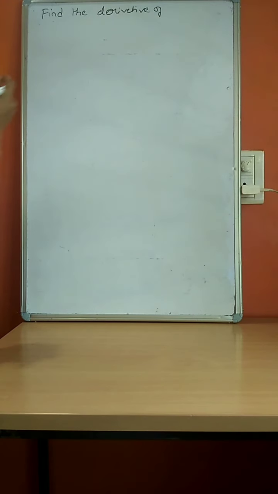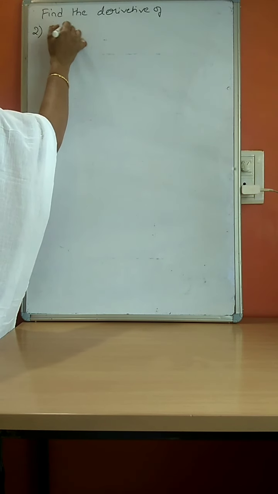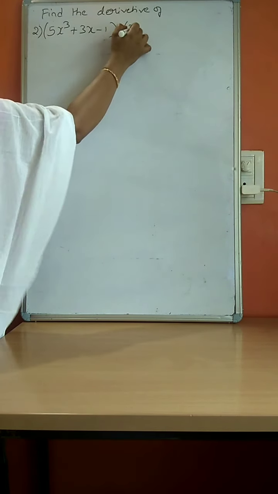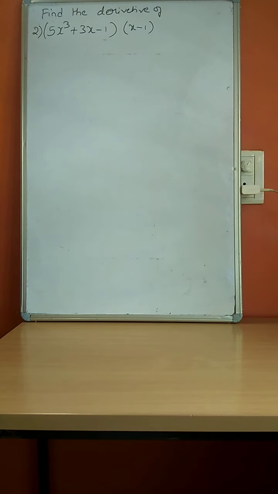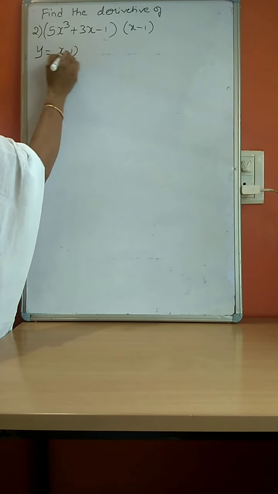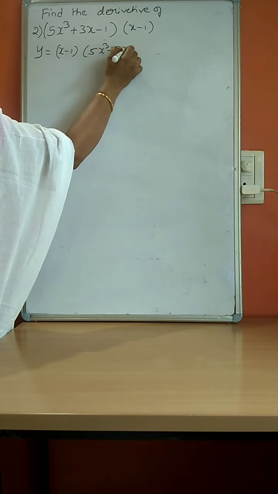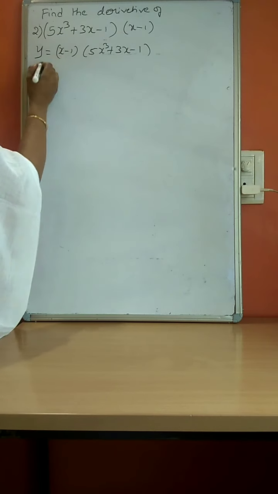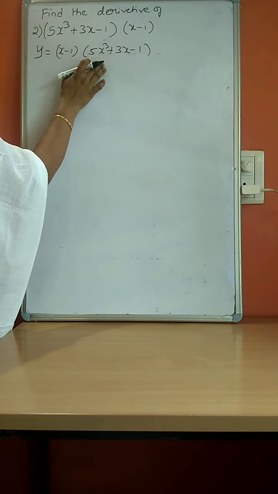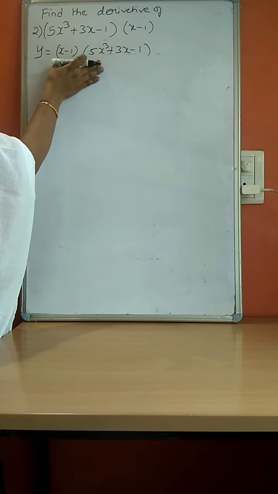Next, second one: 5x cube plus 3x minus 1 into x minus 1. First go for simplification. y is equal to, take down first this one, x minus 1 into 5x cube plus 3x square, 3x minus 1. Either you can go for product rule or you can go for simplification then differentiation. Better if the product rule is there, first go for simplification.